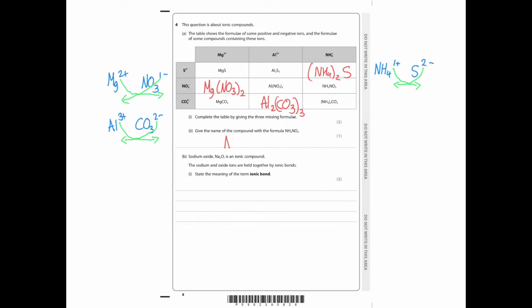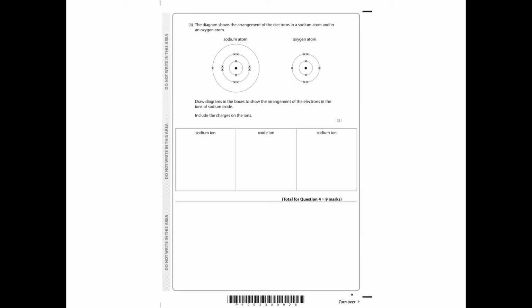The name of the compound with the formula NH4NO3 is of course ammonium nitrate, and the meaning of the term ionic bond is the strong electrostatic attraction between oppositely charged ions. Part 2 shows you a dot and cross diagram of a sodium atom and an oxygen atom and asks you to draw diagrams to show the arrangement of the electrons in ions of sodium oxide.